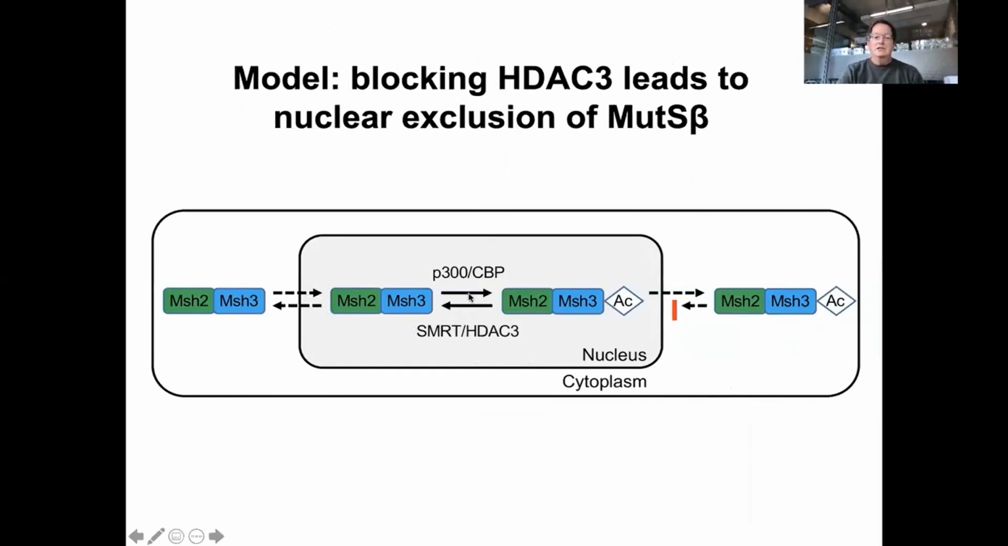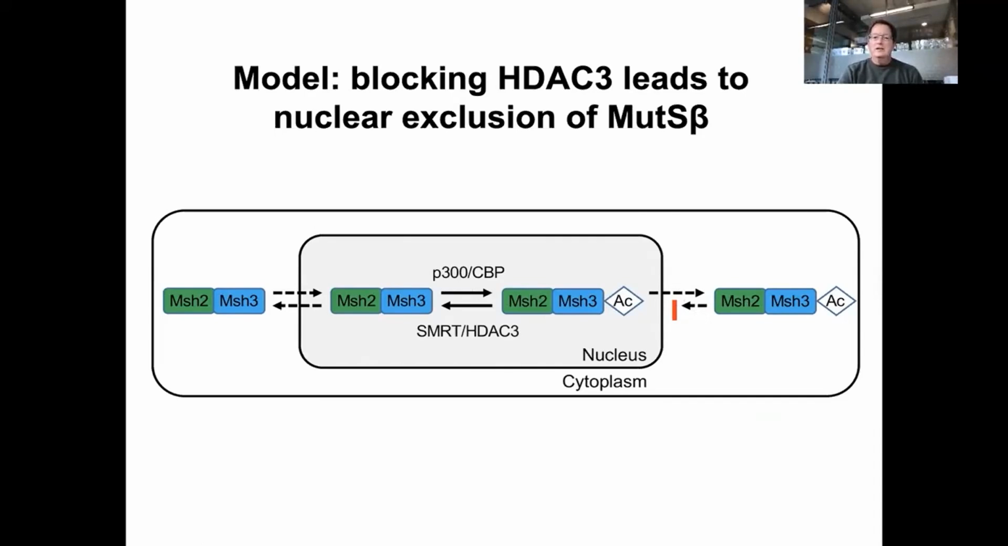What we've added is to say that in the nucleus, it can be acetylated by the HAT and deacetylated by HDAC3, and that this acetylated form can leave the nucleus, but it has a hard time re-entering. This is why we see more fluorescence in the cytoplasm when the HDAC is inhibited, and it presumably is why expansions go down, because now some of the mu-beta is in the cytoplasm and away from the DNA.